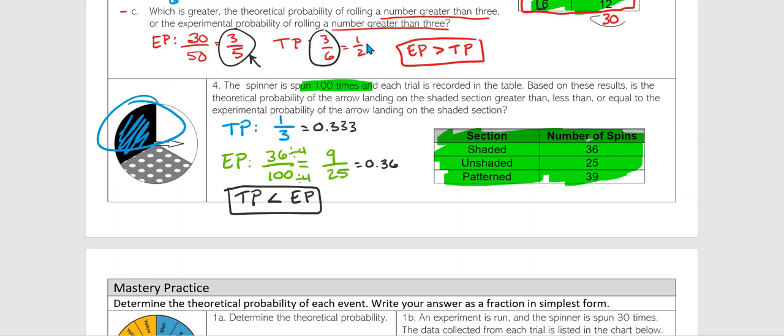All right, so for this one, we want to start with the theoretical probability. There's 1 shaded section out of 3 total, so that's 1/3. For experimental probability, we have 36 shaded sections out of 100 trials that we did. And if we reduce that, we get 9/25. So if I'm not sure how to compare those fractions, I can always turn them into decimals. So 1/3 is 0.333 repeating, 9/25 is 0.36. This is the greater number. So that means that the theoretical probability is less than the experimental probability.